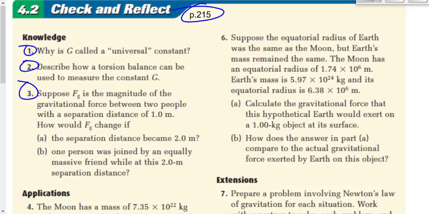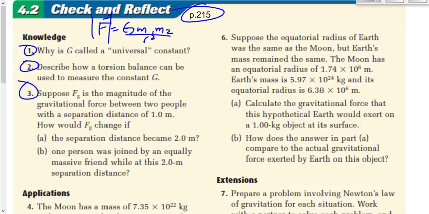Anybody have an answer for that? Yeah, Demi? Exactly. It's exactly what I would say, because it can be used anywhere. When we use the equation that describes Newton's law of universal gravitation, Gm1 m2 over r squared, this equation describes the force of gravity between any two objects in the universe, anywhere in the universe.